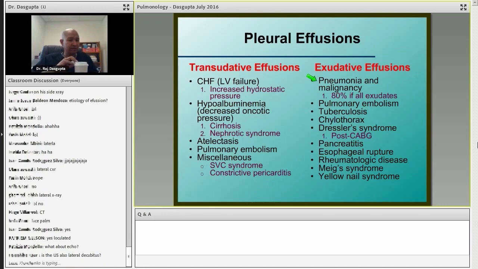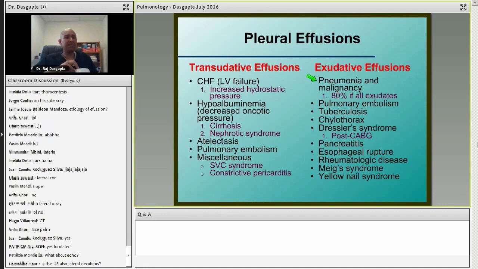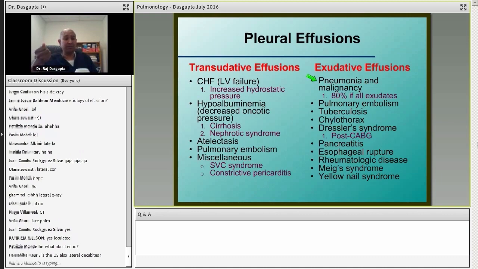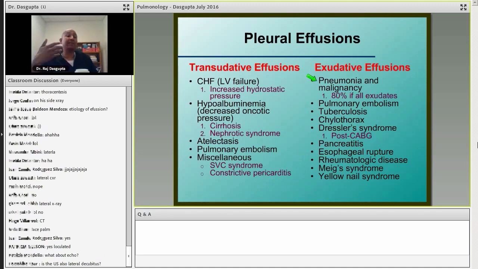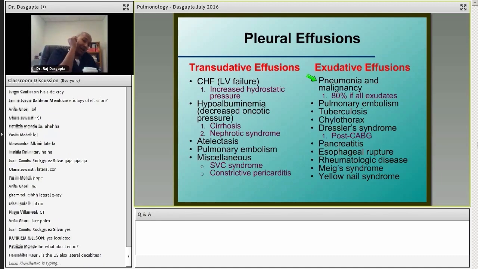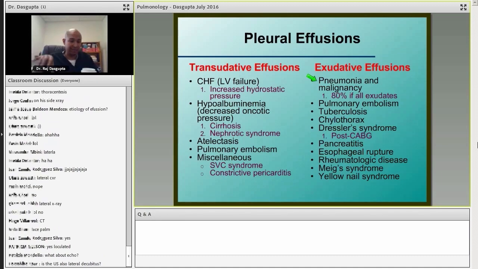Is the ultrasound also allowed to decubitus? No, ultrasound is an ultrasound. You get an ultrasound probe and you put it on the back. A lateral decubitus is an x-ray. Lateral decubitus is the positioning of the patient. You do a lateral decubitus x-ray. You make the patient literally lay on their side. So they're two totally separate things.